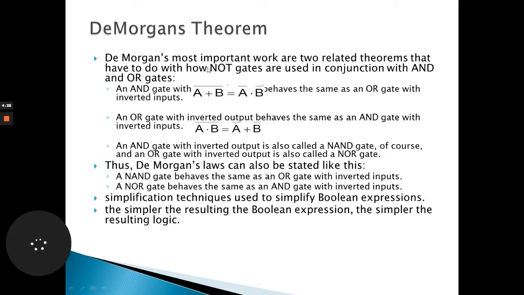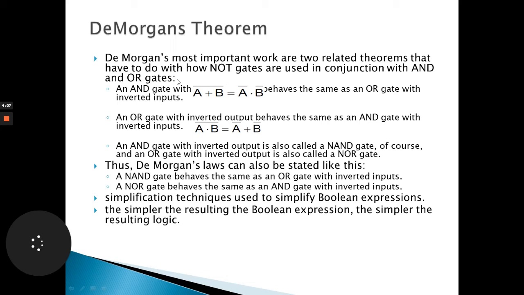What De Morgan's theorem says is that these two theorems are related and can be implemented using NOT gates in conjunction with AND and OR gates. It means that an AND gate behaves the same as an OR gate with inverted inputs. Similarly, an OR gate with inverted output behaves the same as an AND gate with inverted inputs.